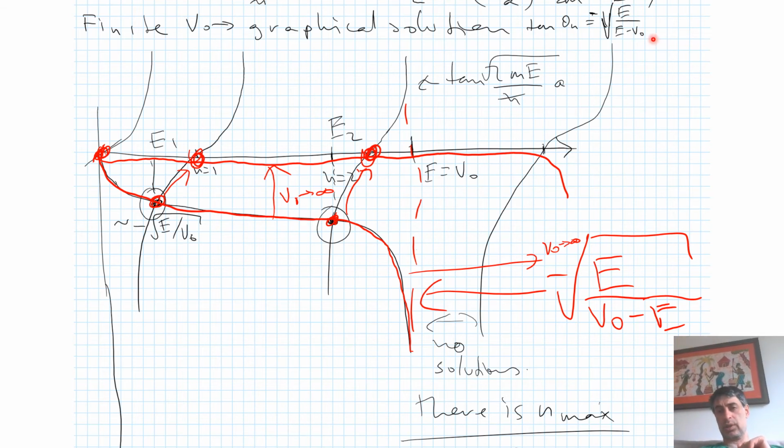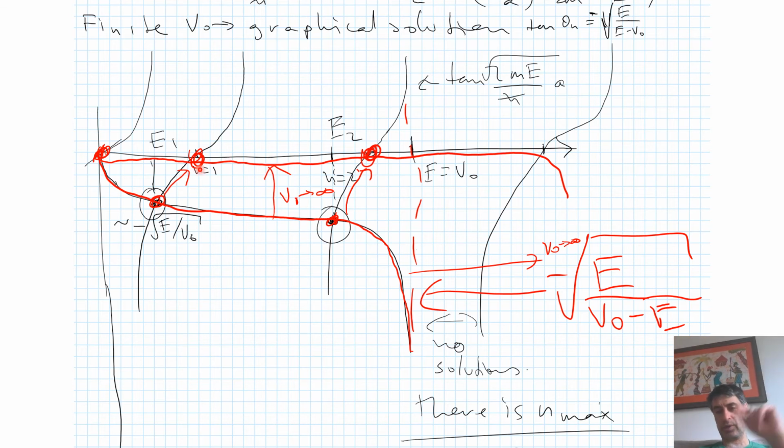Now, it's interesting that when V naught goes to infinity, right, which is the solution we used to work with, the fully infinite well, this whole curve gets squashed up and stretched out this way. And so that means that every single tangent, in other words, this red curve will, oh, I see, here I wrote V0 goes to infinity. That just means that it gets squashed up this way.